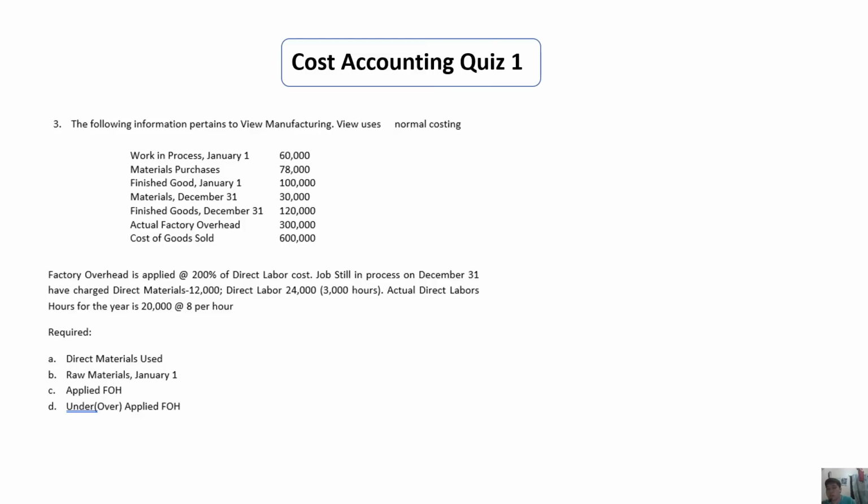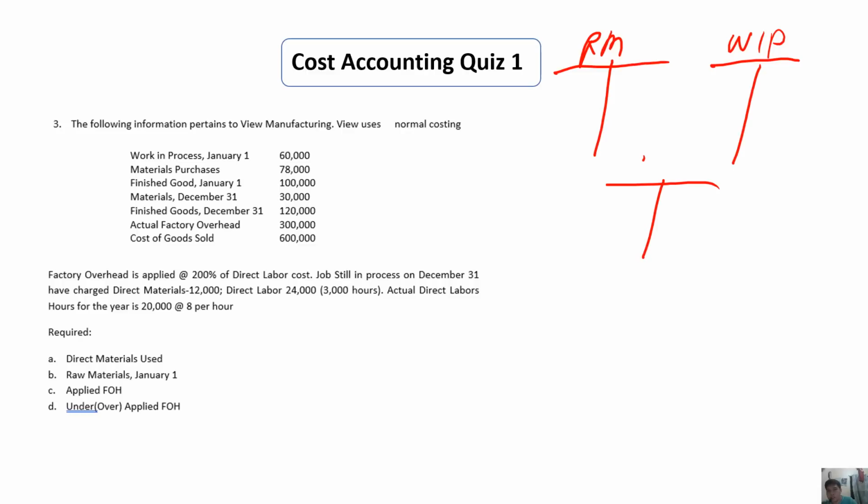Based on the information, we are being asked to make a cost of goods sold report. To make it easier, let's prepare our major T accounts. As we discussed, we need to maintain three major T accounts: the raw materials, the work in process, and the finished goods. It's better to have them ready, so let's place the possible entries based on the data.